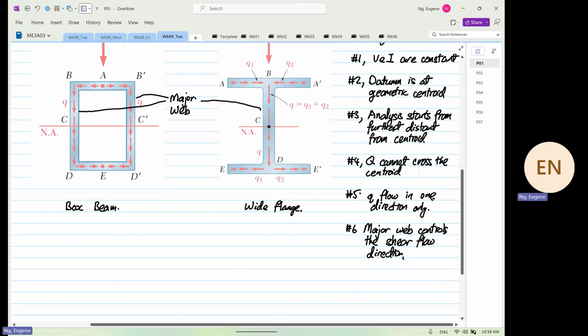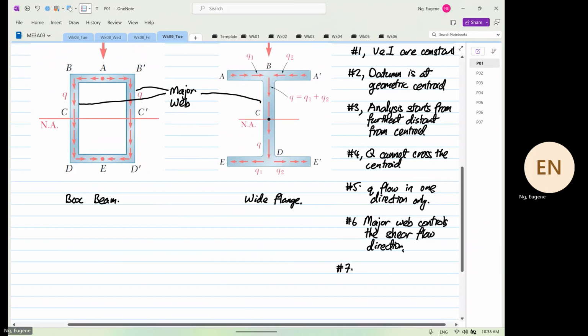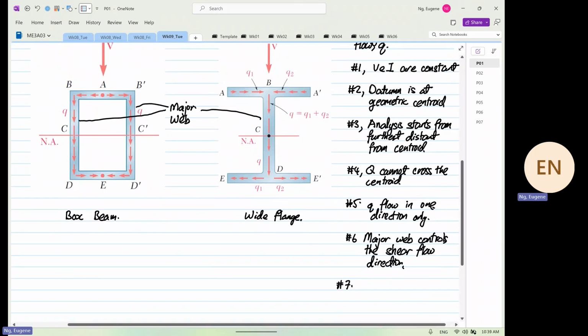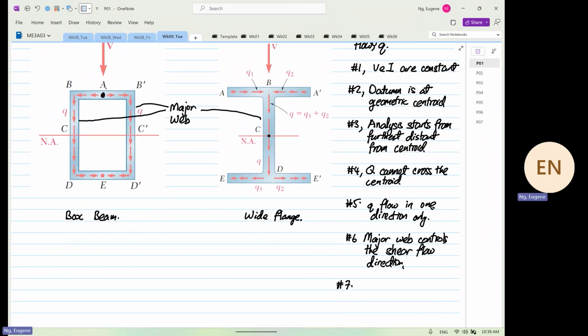Rule number 7. What you see over here for the box beam, this is our terminal. Now the terminal is not a line. The terminal is a dot. Over here, again, this is our terminal.